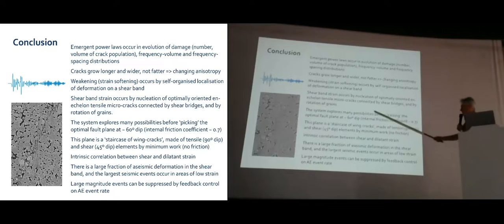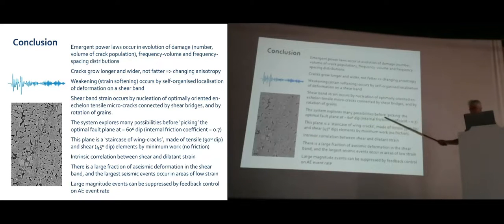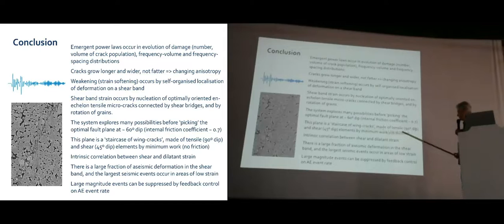And what we've found, I haven't shown too much evidence of this, but the system kind of explores many possibilities, I think I did in some of the slides, before it picks the optimal fault plane, and that's roughly a 60-degree dip, which implies an internal friction coefficient of about 0.7, which almost every material has, apart from Teflon and a few others. And then this plane is a staircase of the wing cracks. It's made of tensile and shear elements by a mechanism which, or it could be, by a mechanism which has minimum work. It's not doing work against friction, just against cohesion.